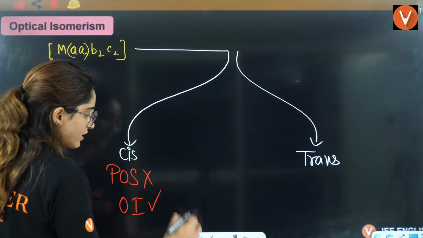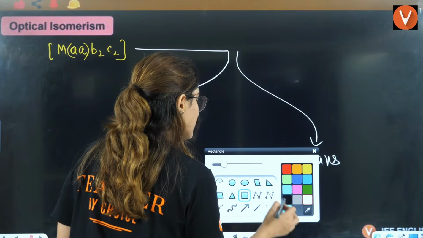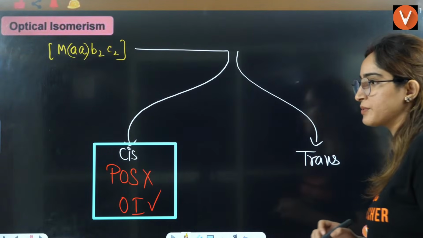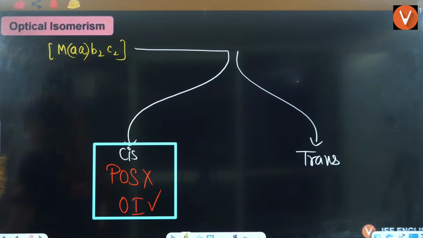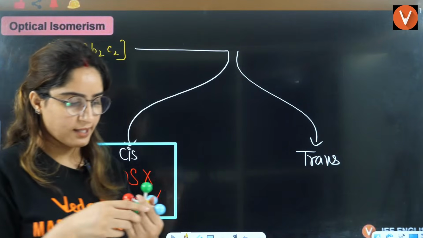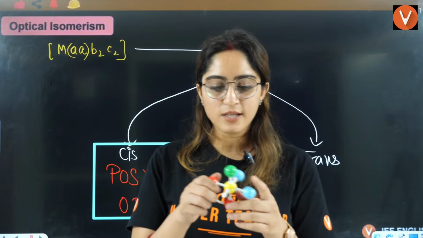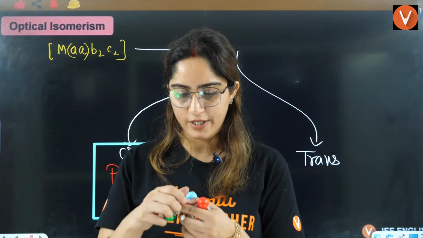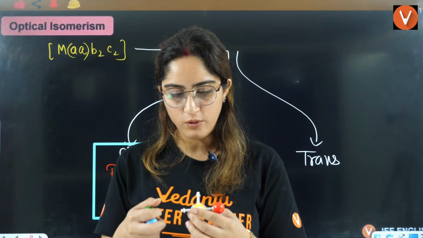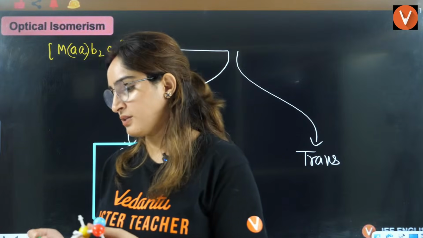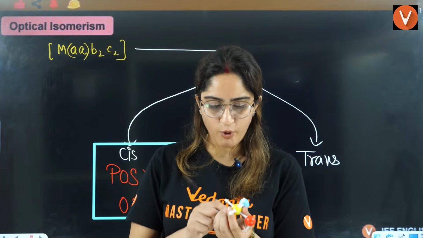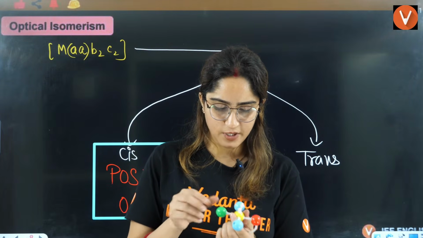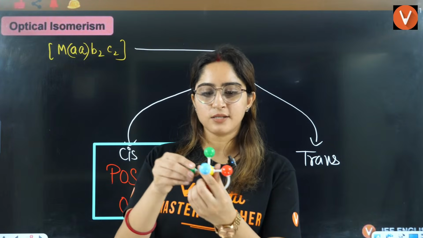Optical isomerism always exists, and that's why this is very important: in cis, it shows optical isomerism. In trans, let us see. In trans, it will be opposite. Can I have anything opposite here? Wait a minute, let me see. We can draw, actually not possible. Trans, possible. Yes, trans is possible like this.